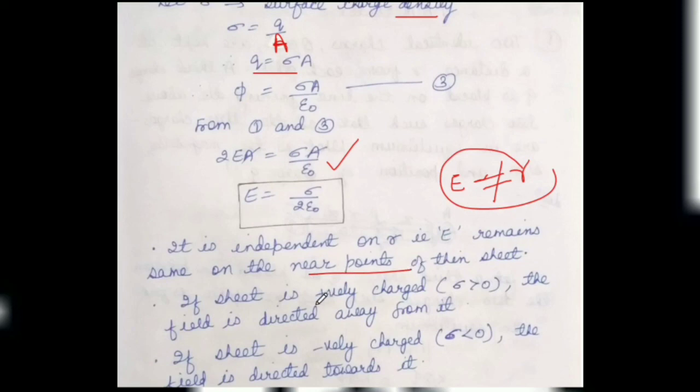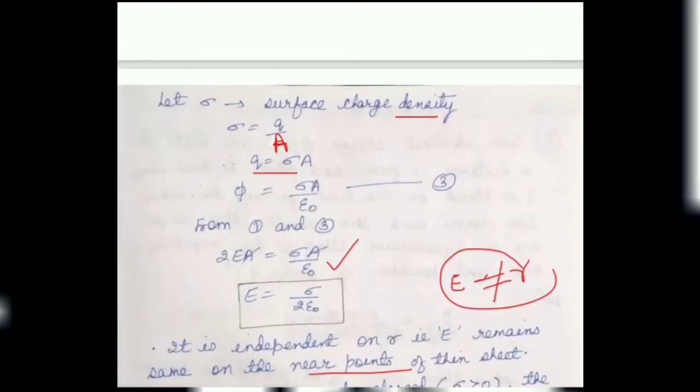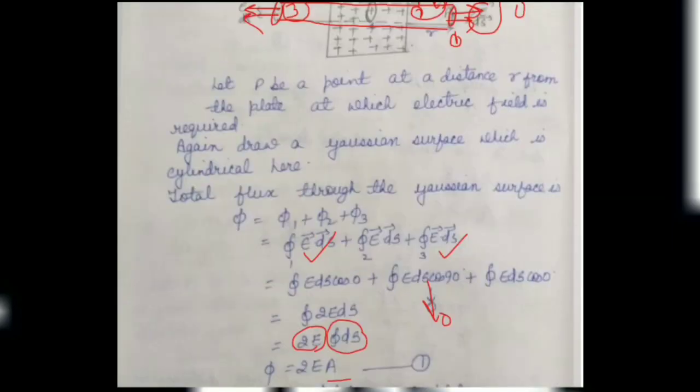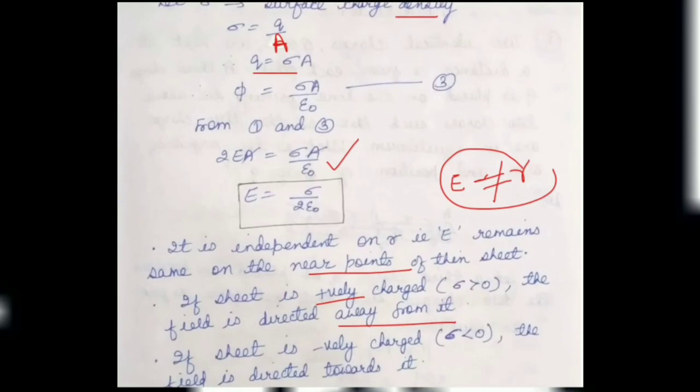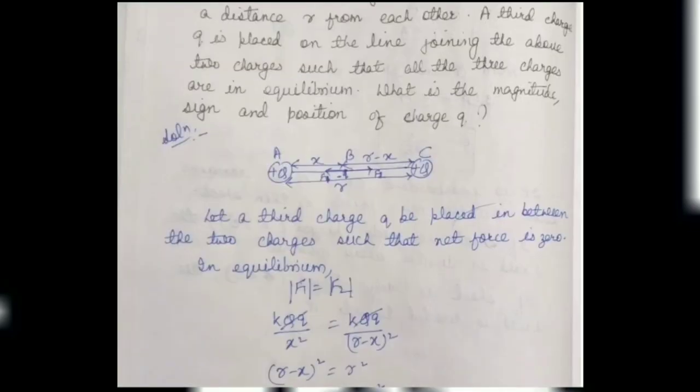If the sheet is positively charged, the field is directed away from it. Here this plate is positively charged, so the field is away from this plate. If this plate is negatively charged, the charge density is negative, and the field is towards this plate, right? Okay. In this way, we solve this one. And I think it's clear to you.